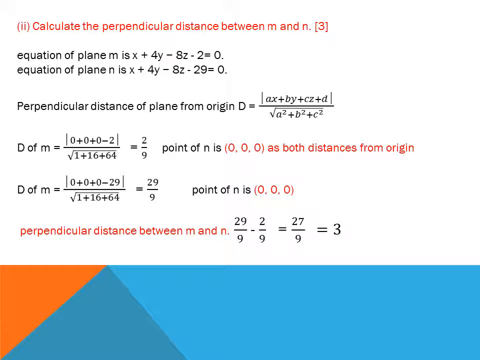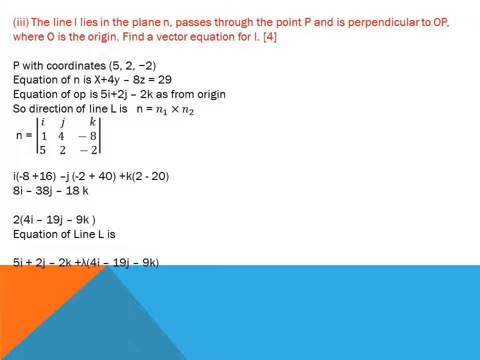So distance of plane M from origin is 2 by 9, and distance of plane N, sorry, not M, it is N. Distance of plane N is 29 by 9. The negative sign will become positive when it is written with modulus. Because we are finding the distance of these two planes from origin, it means the distance between these two planes is, when we subtract these two distances from each other, it will become 27 over 9, which is equal to 3.